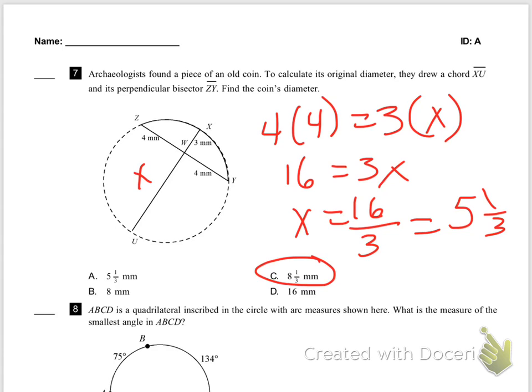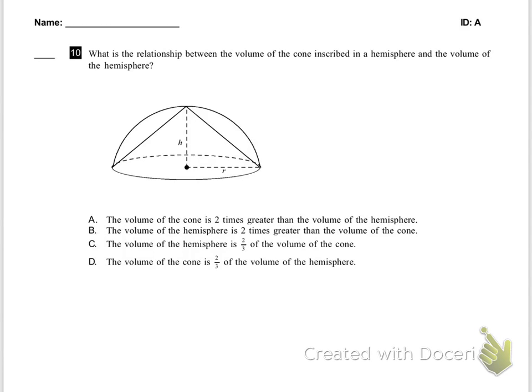Alright, I hope that was not too big of an issue for us. So now we're going on to the next one, which is problem number 10. What is the relationship between the volume of the cone inscribed in a hemisphere and the volume of the hemisphere? So let's start with the volume of a hemisphere.